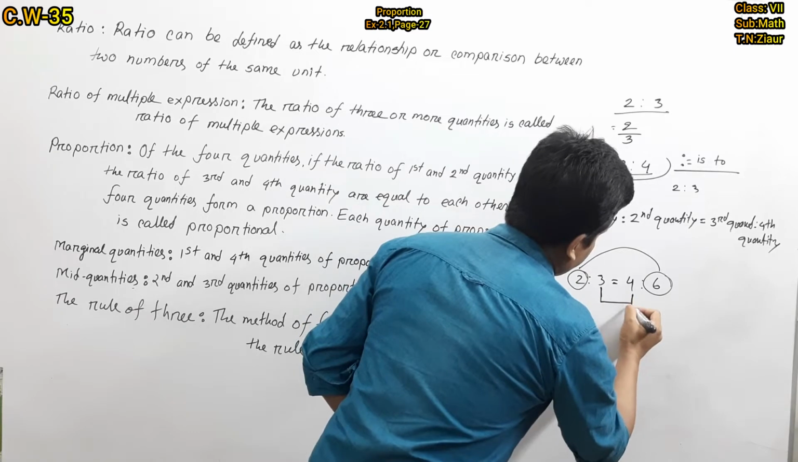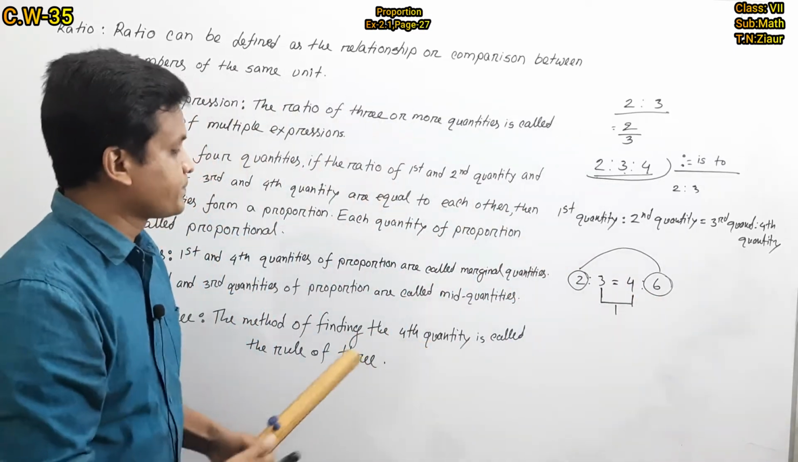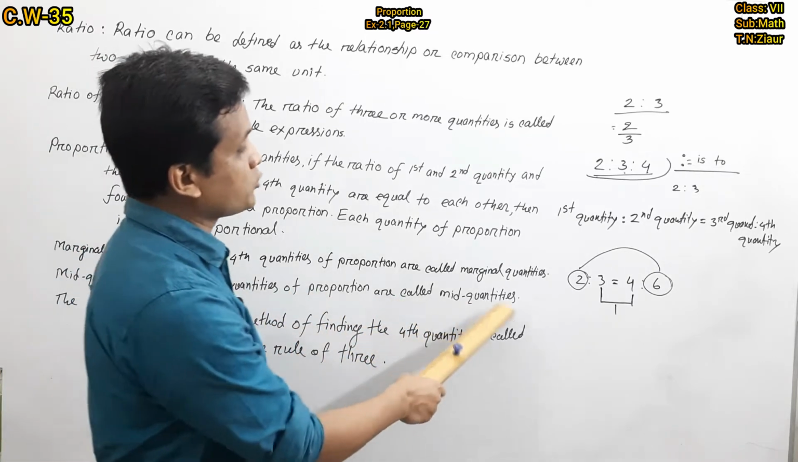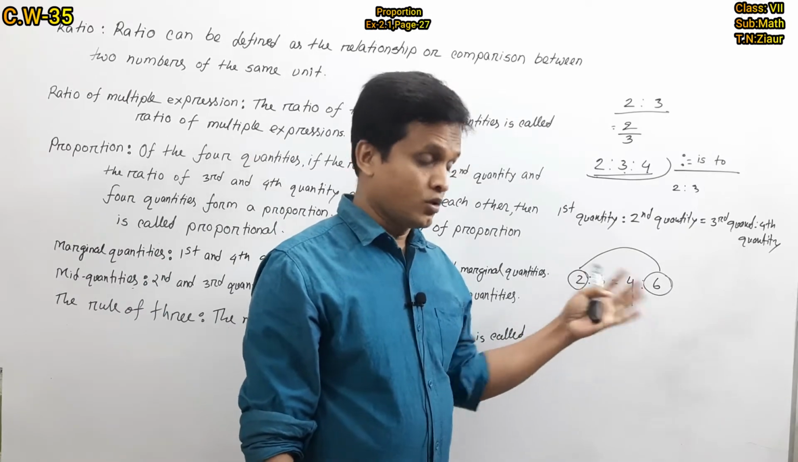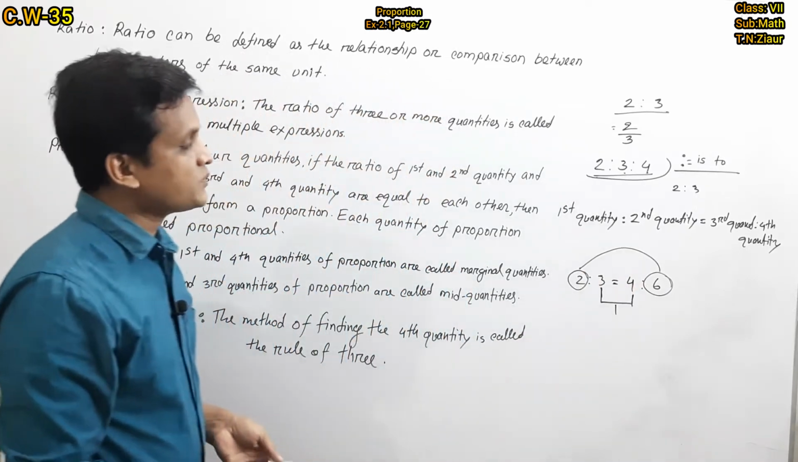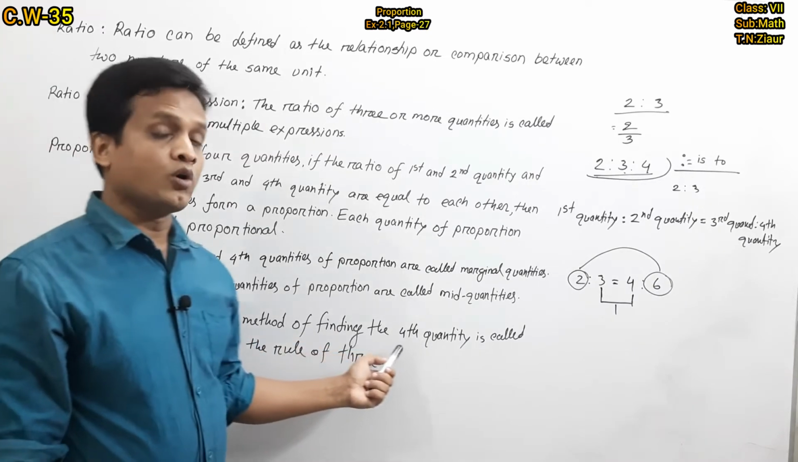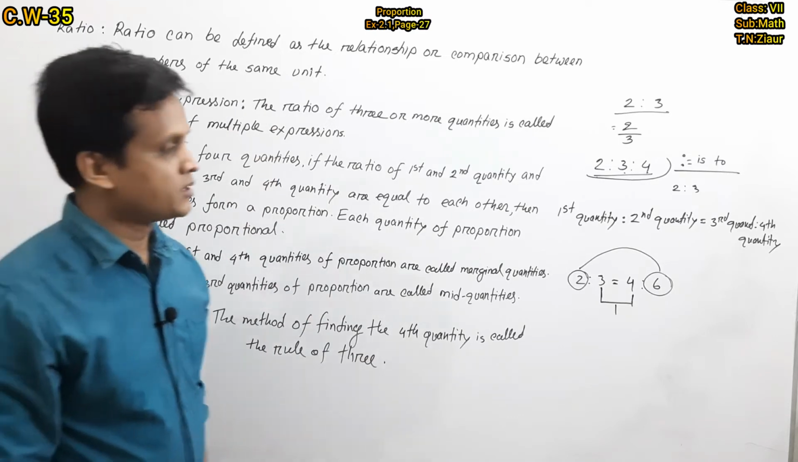Okay. Second and third quantities. These two quantities are called mid quantities. Clear? So second and third quantities of a proportion are called mid quantities. Students, of 4 quantities I am telling, not out of 3 quantities. Okay. Now rule of 3. The method of finding the fourth quantity is called rule of 3.